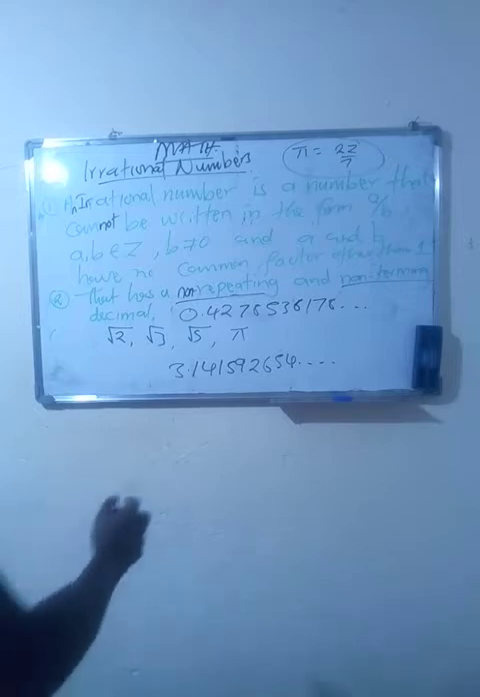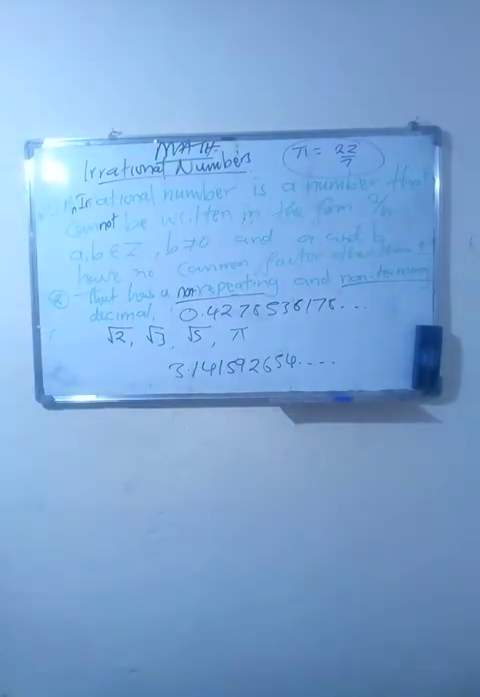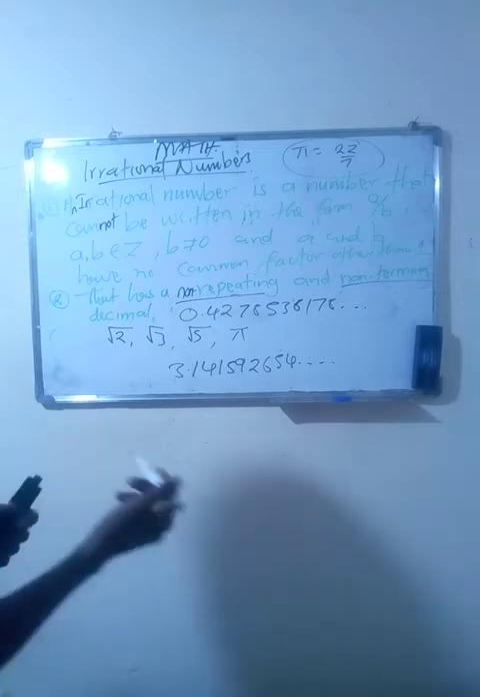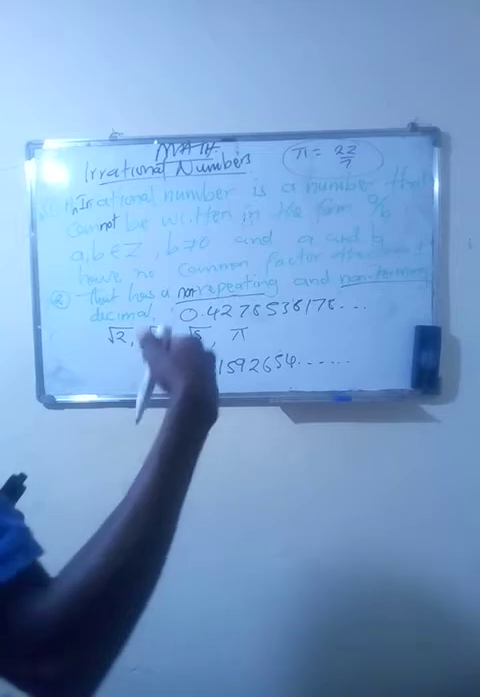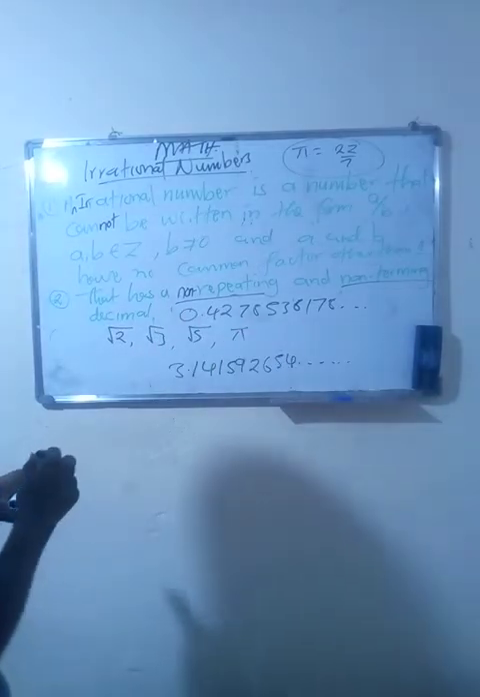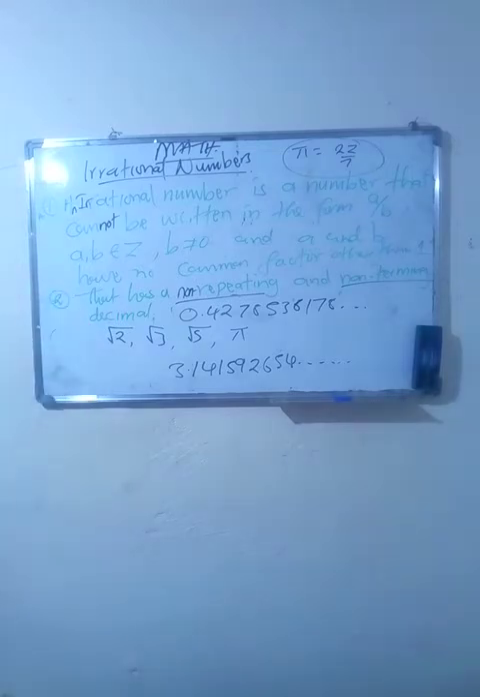So you can see that those values are coming up randomly, not in any specific order, and they will not terminate. They will just be coming up and up and up, just like that. Okay. That's how it is. So that's the definition of what is called an irrational number.